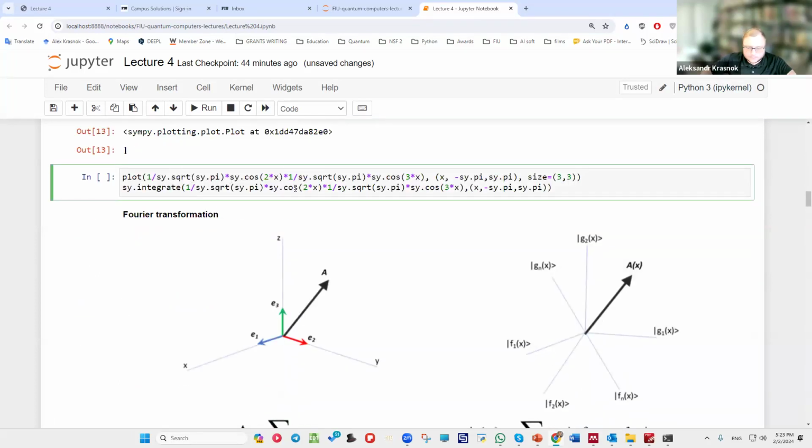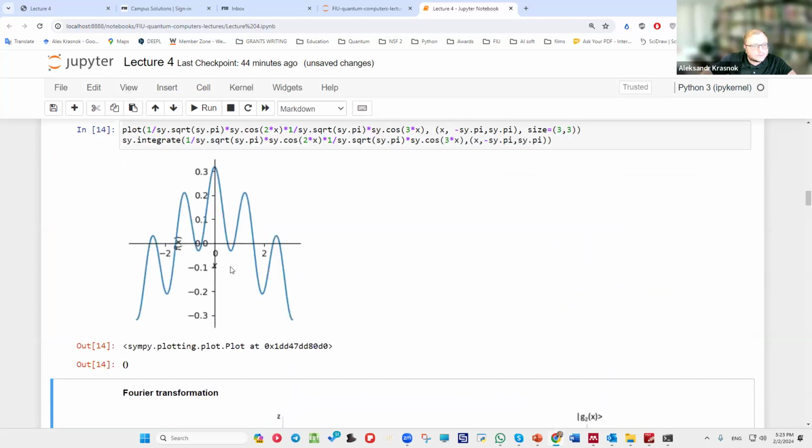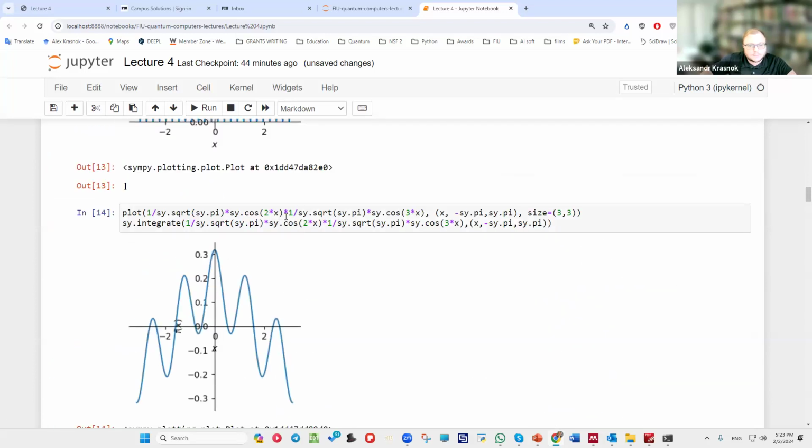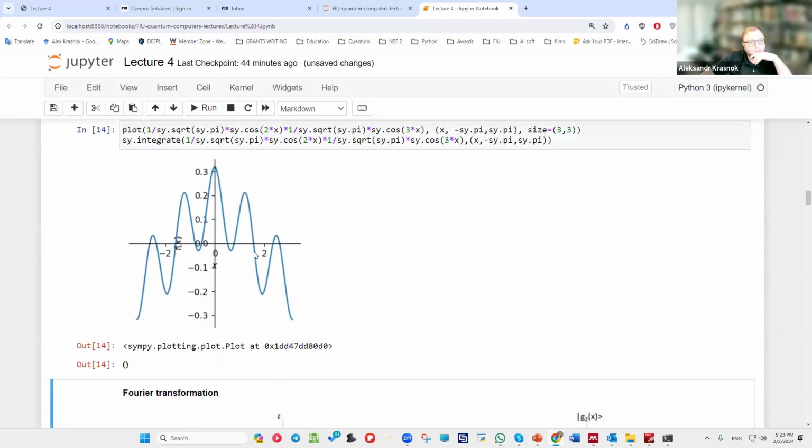And this is yet another example, cosine 2x times cosine 3x. Again, the function is very sophisticated, and I cannot say in advance if I would get 0 or not after integration of this function, but the result is 0.